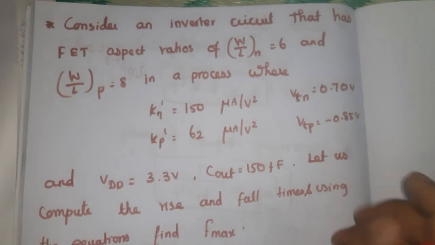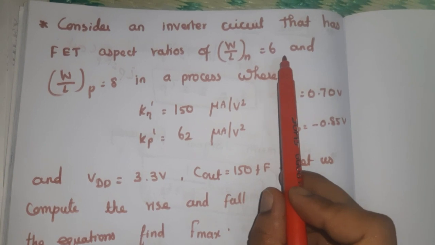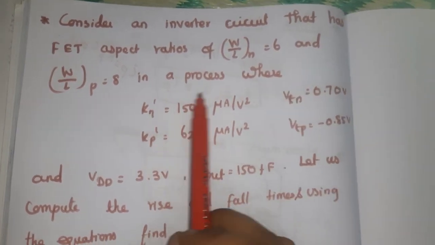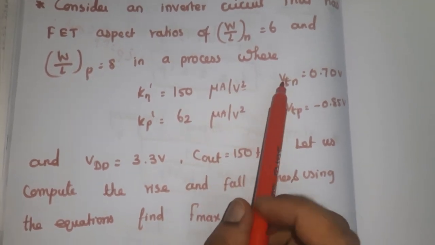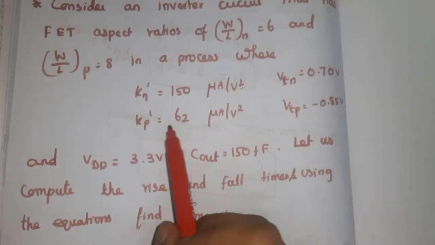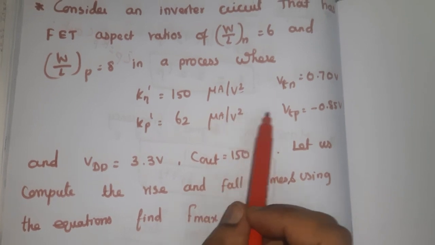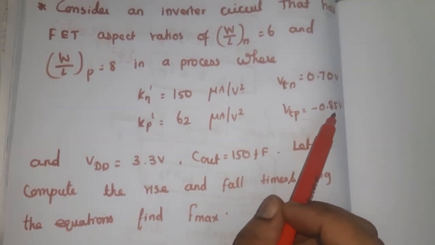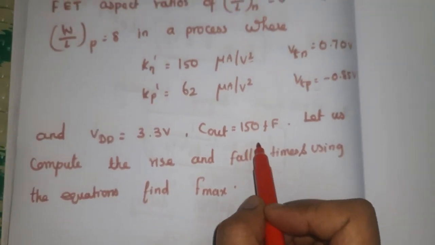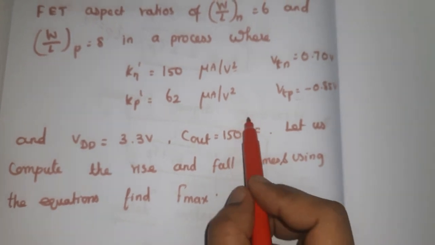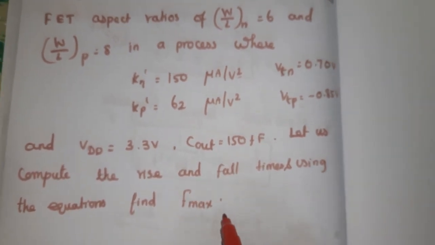Next we solve the problem. So consider an inverter circuit that has FET aspect ratio W by L equal to 6 for NFET and 8 for PFET, in a process where Kn dash is equal to 150 microamps divided by volt square. Here Vtn is equal to 0.7 volt and Kp dash is equal to 62 microamps divided by volt square, and here Vtp is equal to minus 0.85 volt and VDD is equal to 3.3 volt and C out is equal to 150 femtofarad, and femto means 10 to the power minus 15. Let us compute the rise and fall time, and using the equation find maximum frequency.